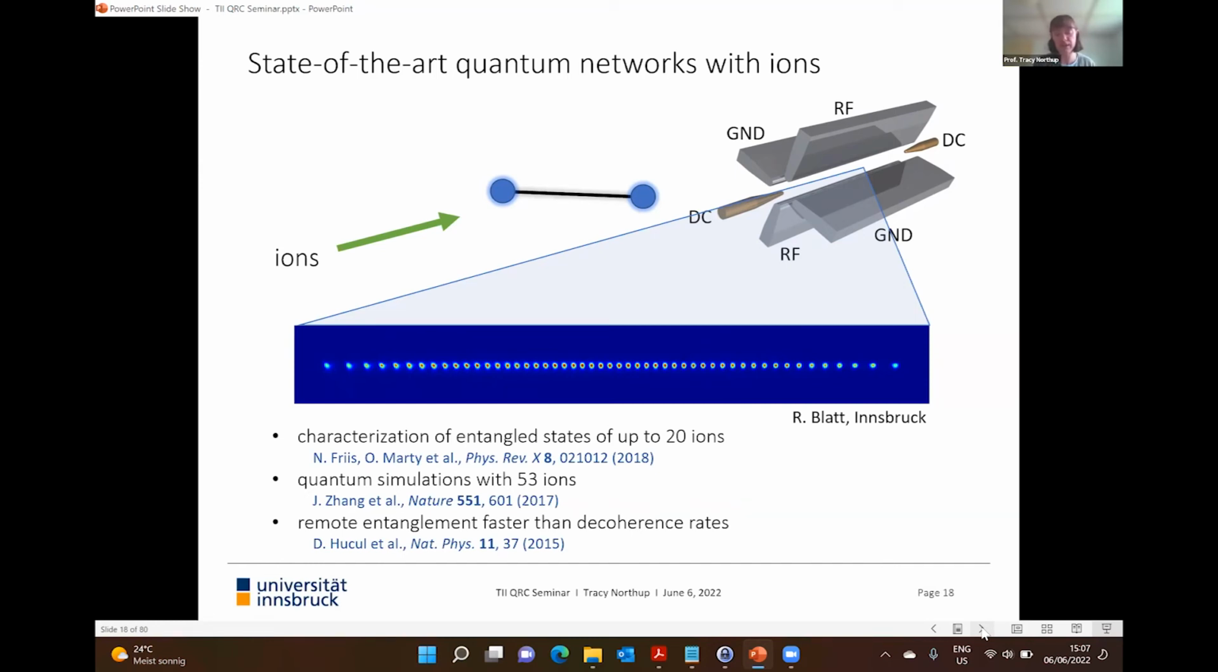They can store entanglement for a long time, and in fact, fast. The 2 current experiments that I've shown you have fast remote entanglement rates, and in particular in the Monroe group, it was shown that they could generate remote entanglement faster than decoherence in the individual systems.